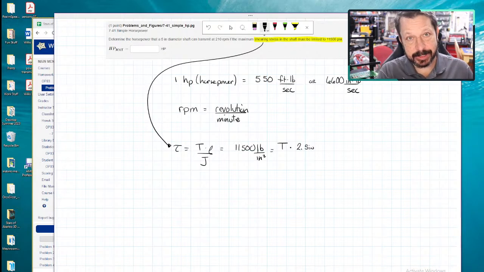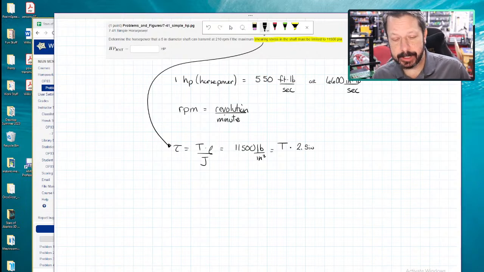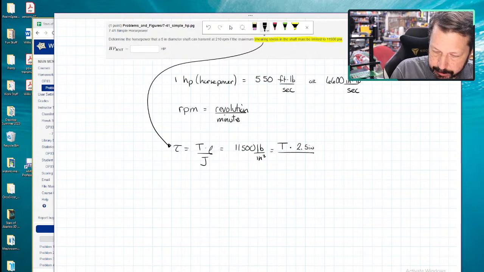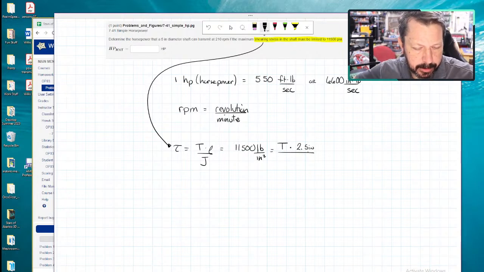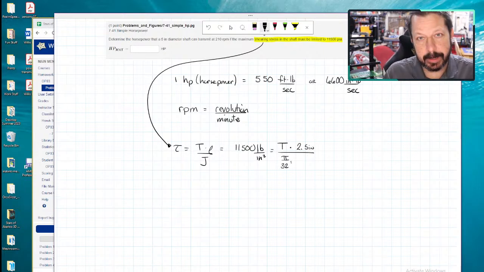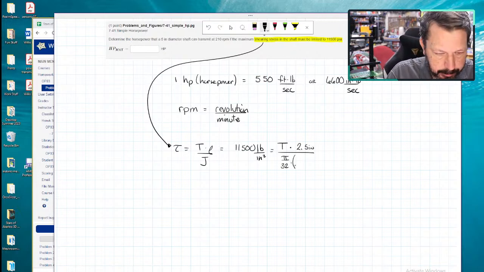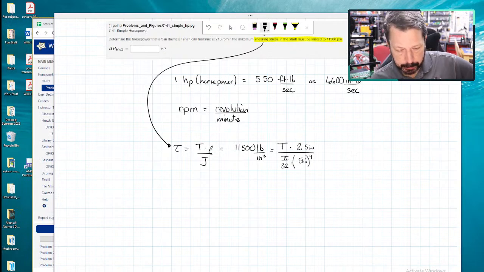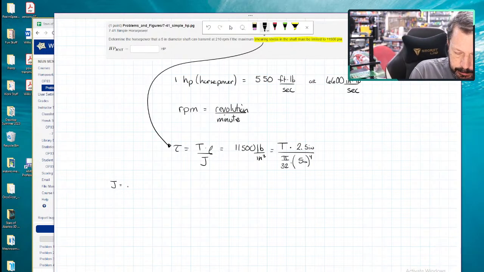And if you see the letter C in place of rho, so you have TC over J, that means the outer radius also. Rho technically could be any number between the inner 0 out to the surface, but C is the outer radius. And then J doesn't say anything about this shaft being hollow, so it's going to be a solid shaft. We'll use pi over 32 times outer diameter, 5 inches, to the 4th. And so that J value is, remember, just so we don't forget, J is equal to the polar moment of inertia.